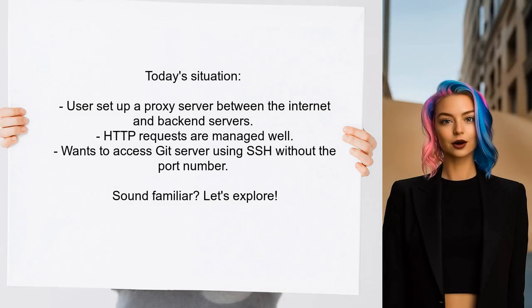Here's the situation we're tackling today. One user set up a proxy server between the internet and their backend servers. They mentioned that while HTTP requests are managed well, they want to access their Git server using SSH without the port number in the URL. Sound familiar? Let's explore how to make this happen.